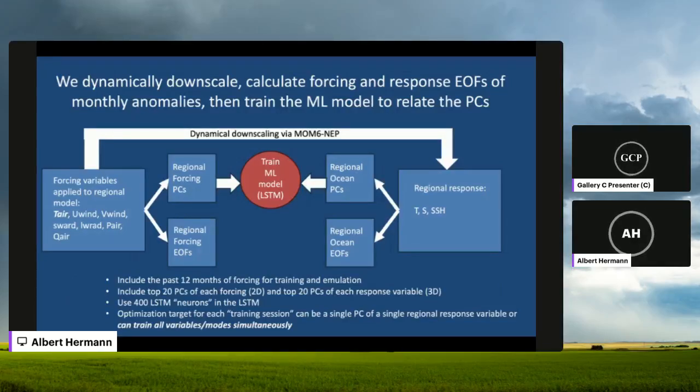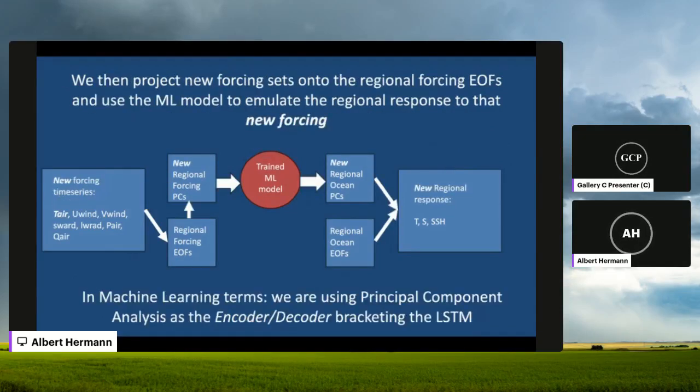You can do the same thing on the regional response, get the regional ocean EOFs and the time series associated with them. Note those EOFs can be three-dimensional. You don't have to just do, say, surface and bottom properties or properties at certain levels. You can do the full 3D field because it's just singular value decomposition. It can be any arbitrary collection of time series. Now you've got your dimensionally reduced sets of time series. You can train a machine learning model to relate that one set of time series to the other set of time series. There are some details on the bottom, but I will allude to those later.